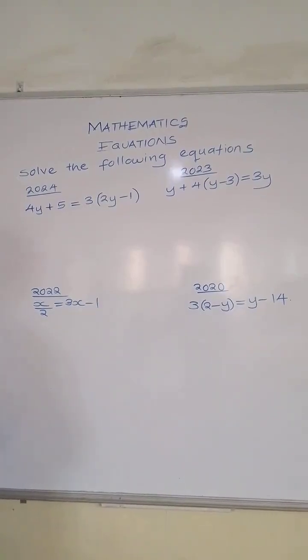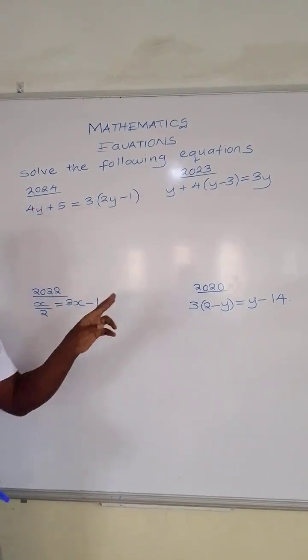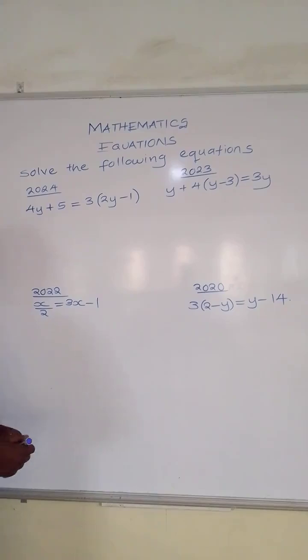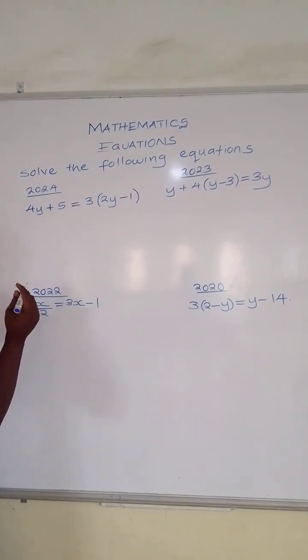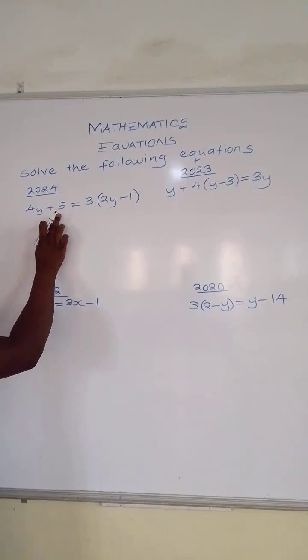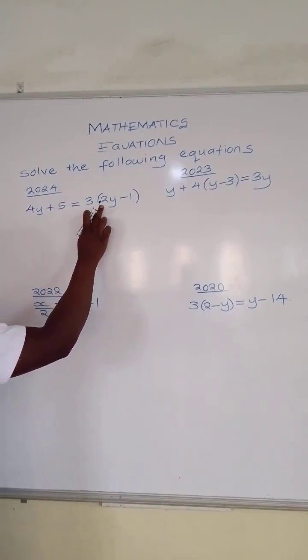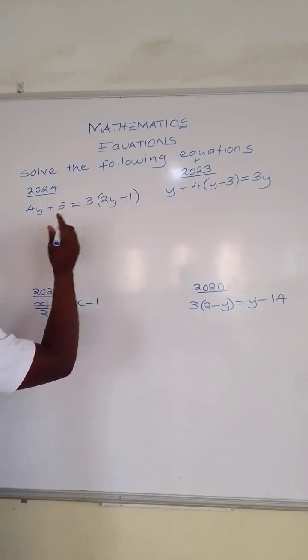Now equations. So we have these examples from different past examination papers. So we have 2024, 2023, 2022, as well as 2020. Okay. So we're going to start with 2024. So we are told to solve this equation. So the equation is 4y plus 5 is equal to 3 open brackets 2y minus 1 close.